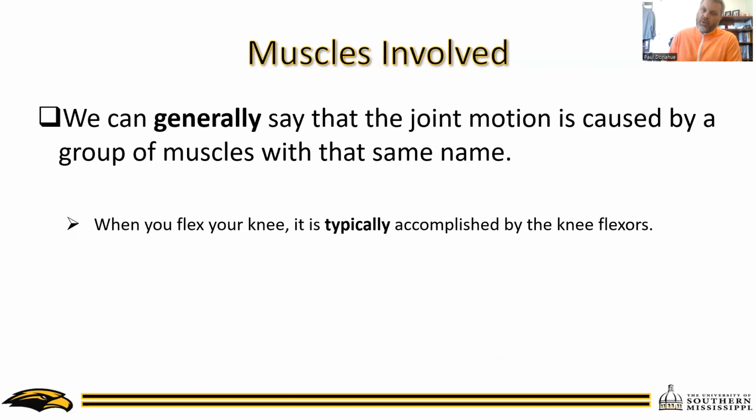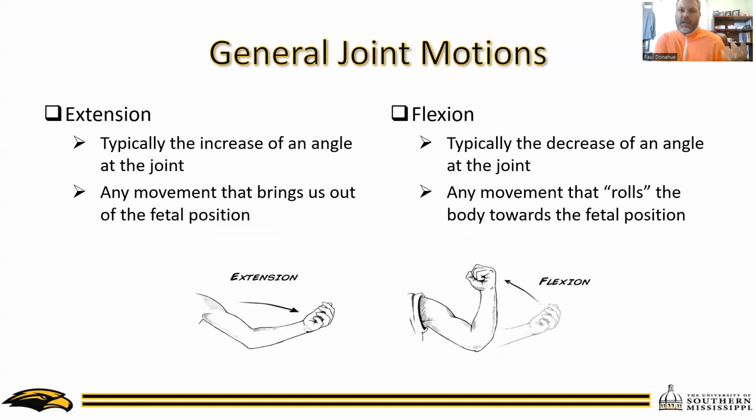So generally, our joint motions are going to be caused by muscles with that same name. So if you flex your knee, this is typically accomplished by the knee flexors. And we're going to go joint by joint as we work through the semester, and you're going to see how that works with this muscle giving us this action. At this point, what we really need to make sure that we understand is that we have a plane of movement, we have an axis of rotation, and then every one of those planes has associated movements behind it.